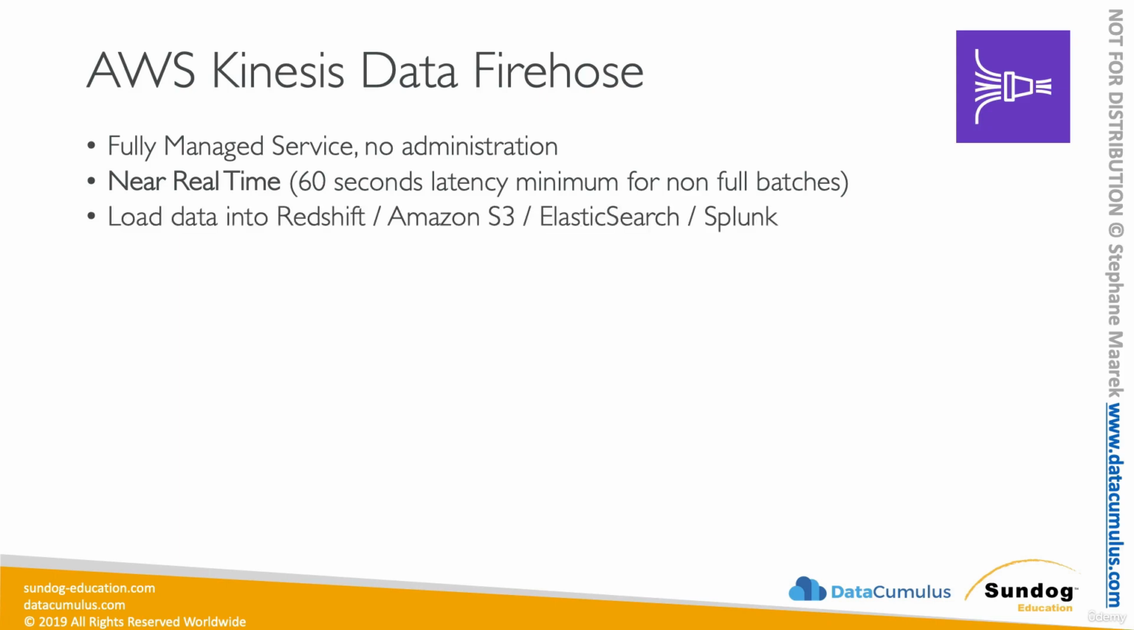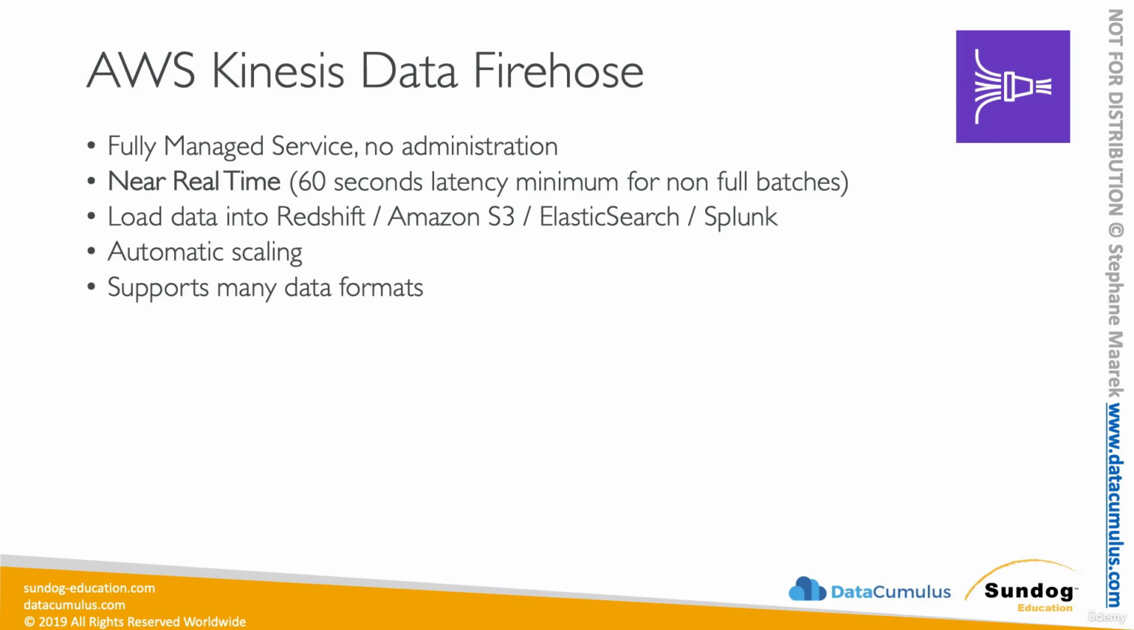So what do you use Firehose for? Well, you're going to load data into Redshift, Amazon S3, Elasticsearch, or Splunk. You have to remember these 4 destinations by heart. So remember Redshift, S3, Elasticsearch, and Splunk. The really cool thing about Kinesis Data Firehose is that unlike Kinesis Data Streams, there is automatic scaling. That means that if you need more throughput, Kinesis Data Firehose will scale for you, and if you need less, it will scale down for you as well.